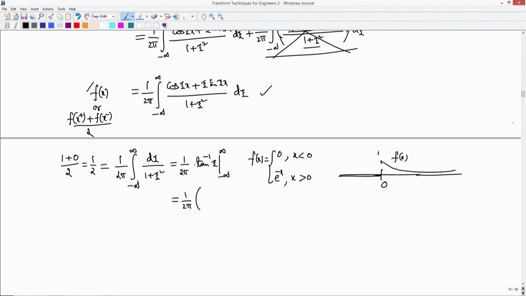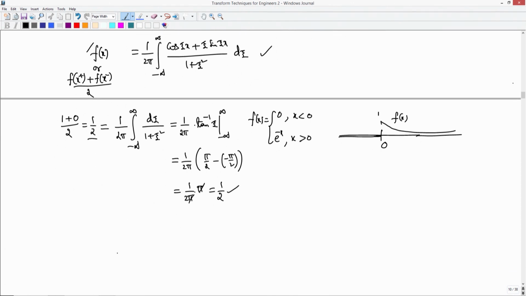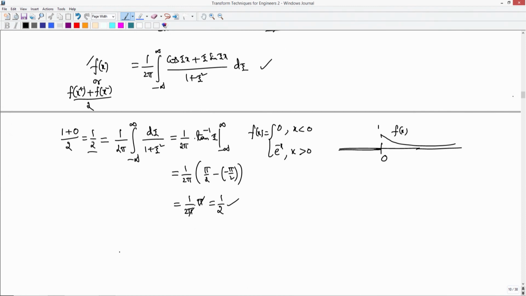So, tan inverse infinity is pi by 2. So, this is pi by 2 minus tan inverse of minus infinity, which is minus pi by 2. So, it is actually 1 by 2 pi times pi. So, it is 1 by 2. So, this is actually matching, you can easily see that. So, this is actually true. So, the Fourier integral theorem for this example you have seen is true.